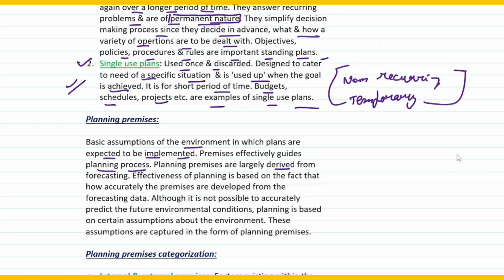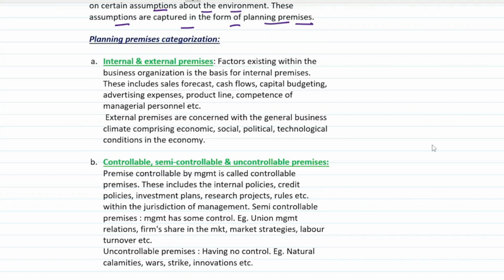Now planning premises are largely derived from forecasting. So the basic rule with which a planning premise works is on the basis of forecasting, right? The effectiveness of planning is based on how accurately the premises are developed from the forecasting data. Although it is not possible to accurately predict the future environmental conditions, planning is based on certain assumptions about the environment. Now these assumptions are captured in the premises categorization. Right? So basically it is not possible to accurately predict the future. Let's look at its categorization.